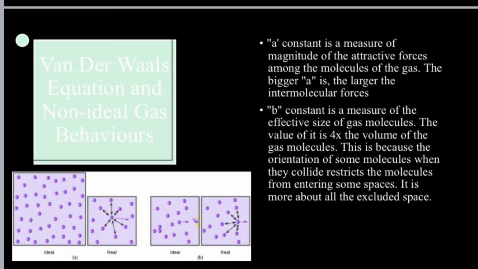In van der Waals equation and the non-ideal gas behaviors, the a constant is a measure of the magnitude of the attractive forces among the molecules of the gas. The bigger the a value is, the larger the intermolecular forces are. The b constant is a measure of the effective size of the gas molecules. The value of it is 4 times the volume of the gas molecules. This is because the orientation of some molecules when they collide restricts the molecules from entering some spaces. It is all about the excluded space.